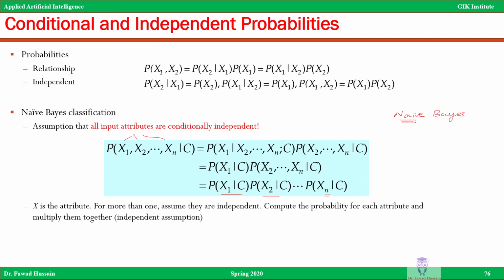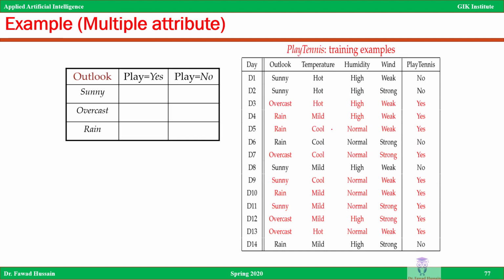So how do we do that? Let's look at another example that we have seen before. This is our data. We have outlook, temperature, humidity and wind, and we have to predict whether we're going to play tennis or not. So the first thing to do is to fill these probability tables, because we have to compute the probabilities given yes and given no.